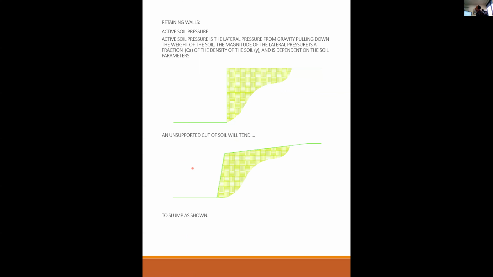Sand will behave in one way, clay a totally different way, and rock, just good old bedrock, you could cut a passageway, if you will, a cliff, if you will, in solid rock, and it's not going to go anywhere. So the magnitude of this behavior is totally dependent on the type of soil.